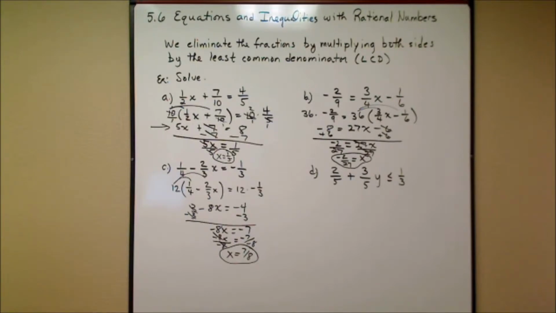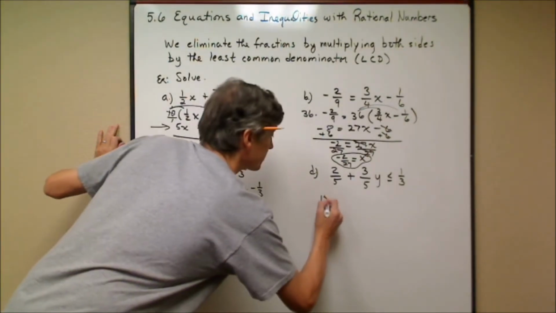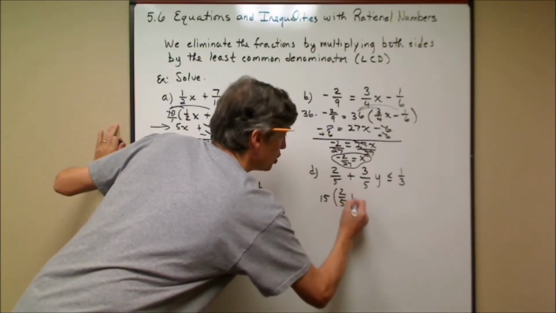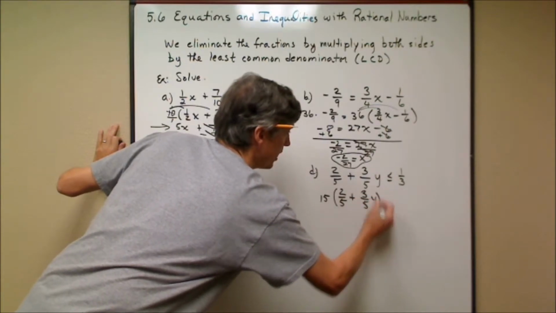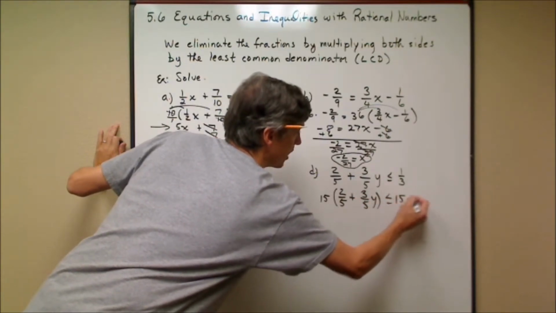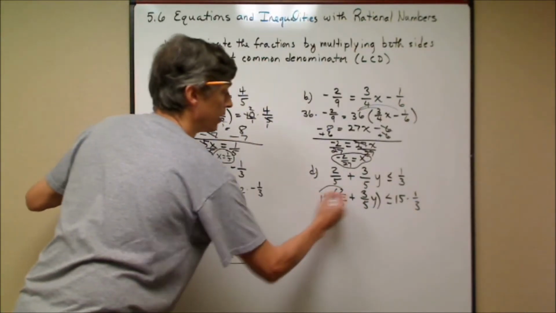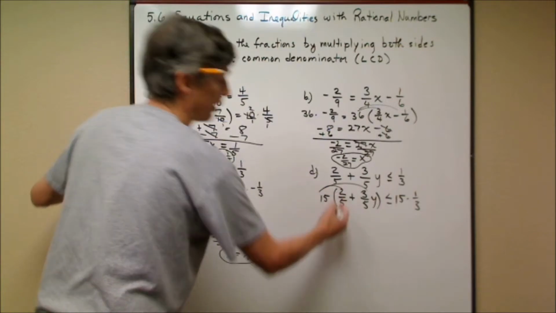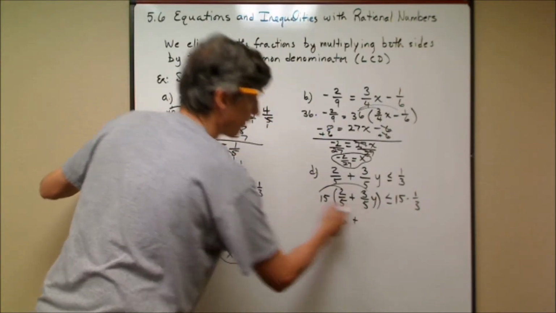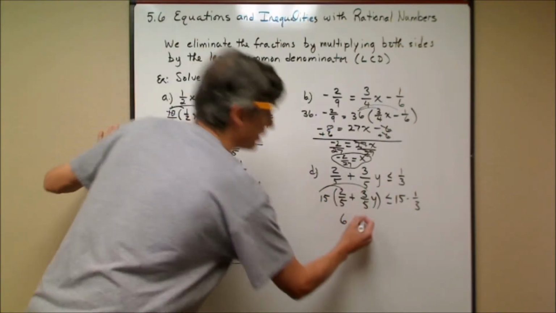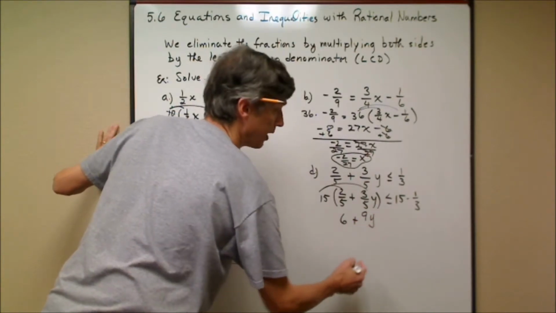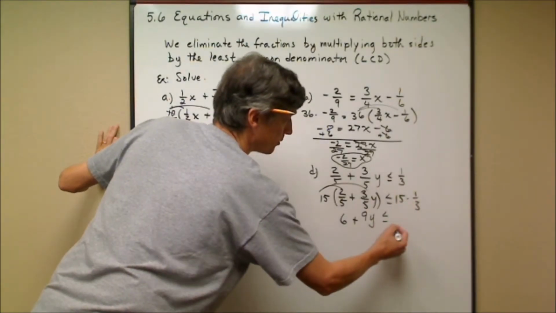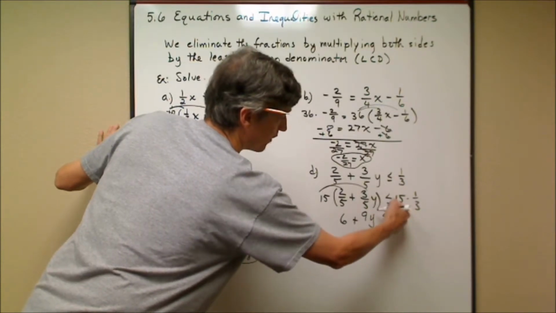And my least common denominator there with a 2/5, a 3/5, and a 1/3 is 15. So I'm going to multiply both sides by 15. 15 times 2/5 plus 3/5 y less than or equal to 15 times 1/3. A little distributor in here. 15 times 2/5, 5 goes into 15 3 times. 3 times 2 is 6. Plus 5 goes into 15 3 times. 3 times 3 is 9y. Less than or equal to positive times positive is positive. 3 goes into 15 5 times.